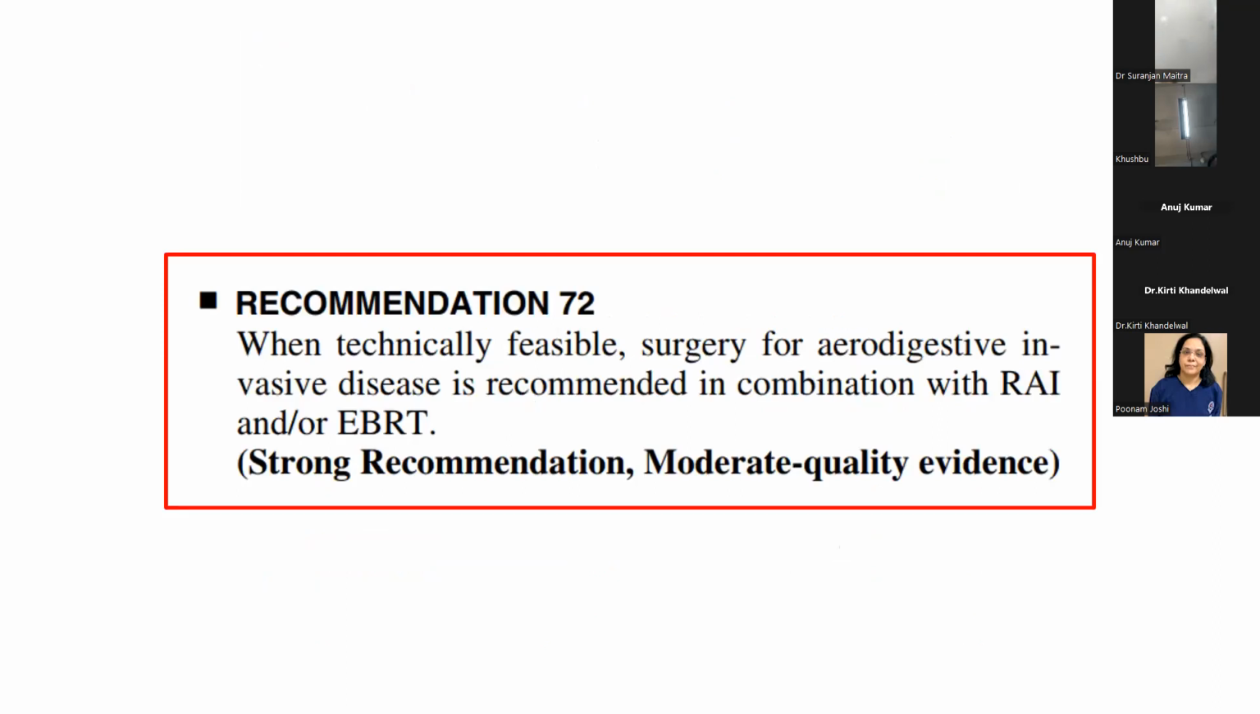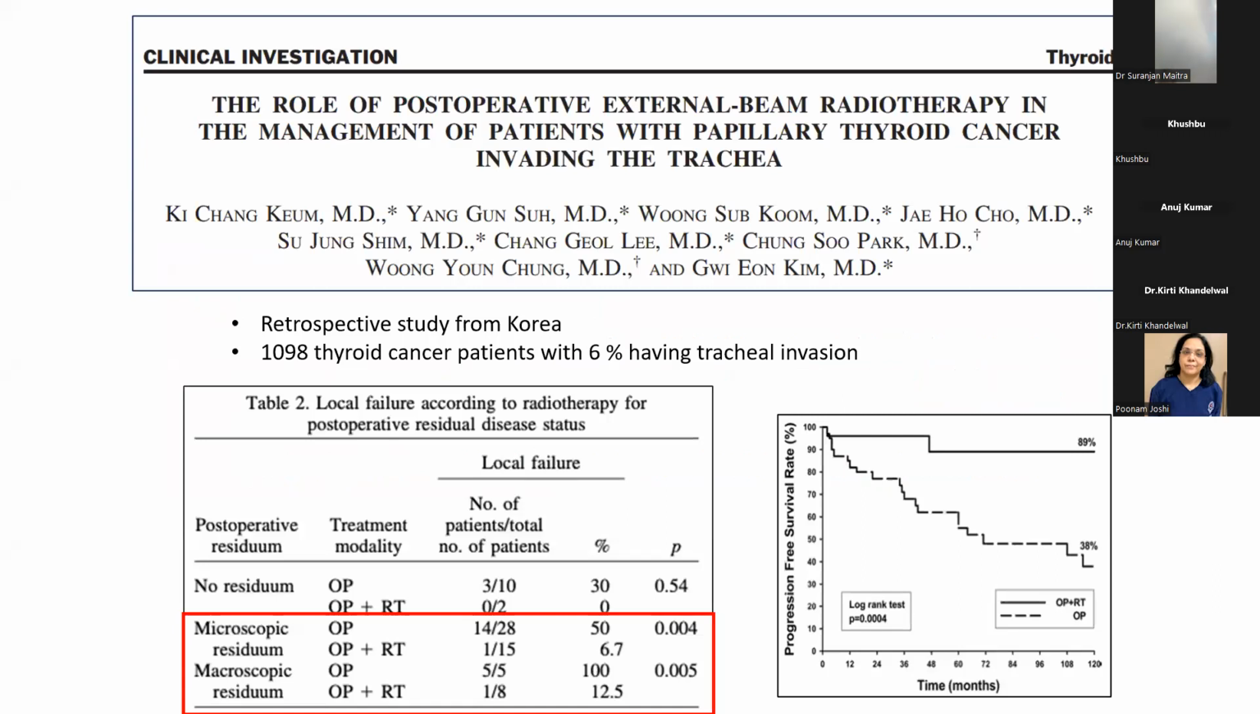And coming to recommendation 72, when technically feasible, surgery for aerodigestive invasive disease is recommended in combination with radioactive iodine and or external beam radiation therapy. So here, what we try to tell is that the aerodigestive invasive disease, that is involvement of the trachea or esophagus, when these structures show involvement in a set of patients, they may benefit with addition of EBRT along with or without a radioactive iodine.